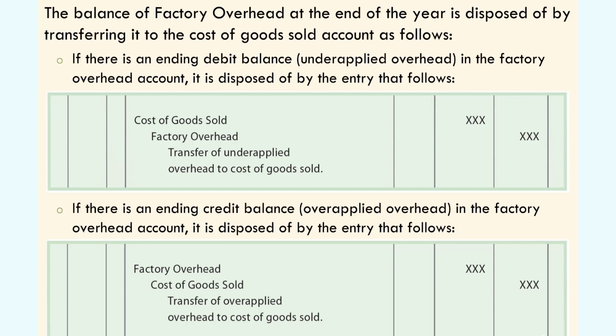Therefore, if we have under-applied factory overhead, we would debit our cost of goods sold, increasing our expenses. Or if we have over-applied our factory overhead, or it charged too much to our cost of goods sold, we would then have to lower the amount of our cost of goods sold before the end of the year and before all of that is transferred to our final income statement.